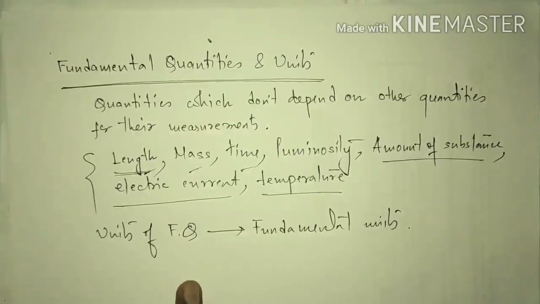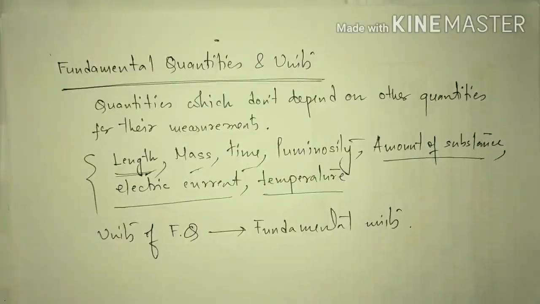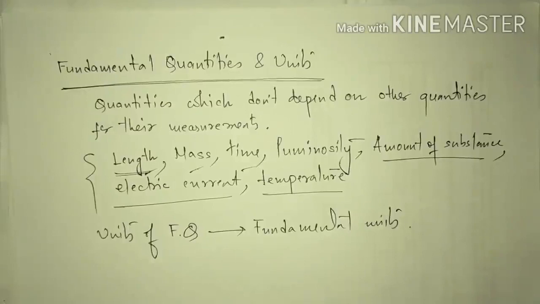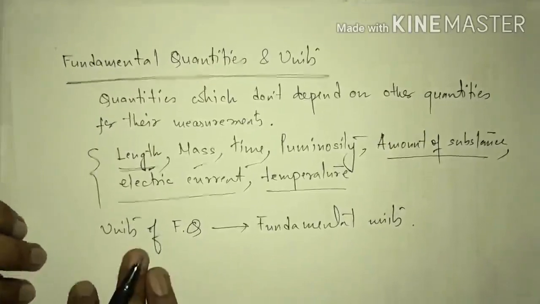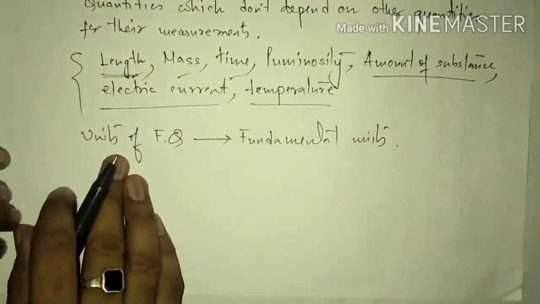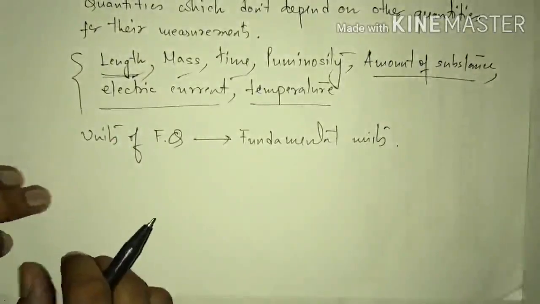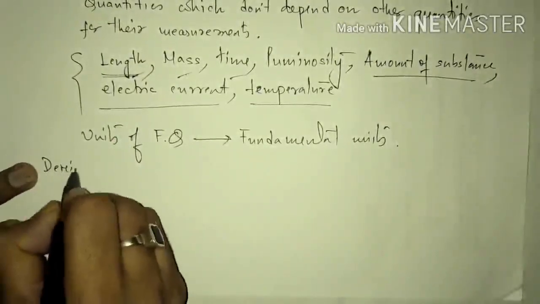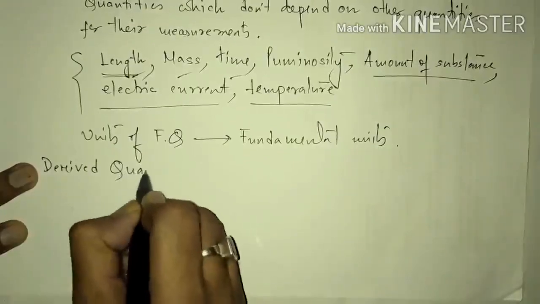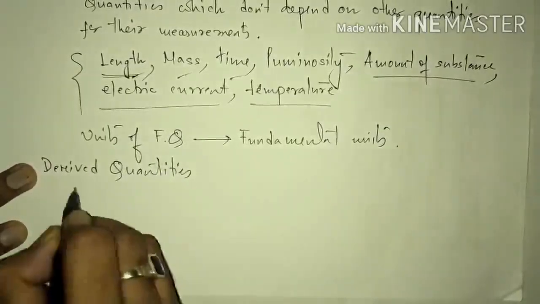Now, when a physical quantity is to be measured, if we are independent, if we need not depend on any particular quantity, then we have understood that that particular quantity is known as a fundamental quantity. Now there are lots of quantities for the measurement of which we have to depend on these fundamental quantities, and they are called derived quantities.